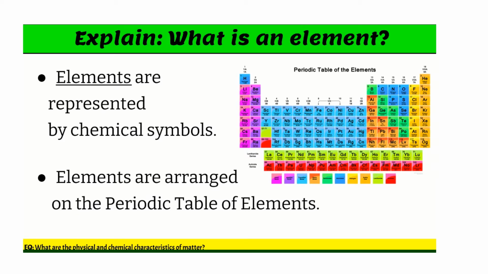Elements are represented by chemical symbols. So that's the dark letters on this periodic table. They're usually one or two letters. Sometimes they get to be three if we're running out of combinations. And these symbols are used in the whole world. They're a common language for all chemists.